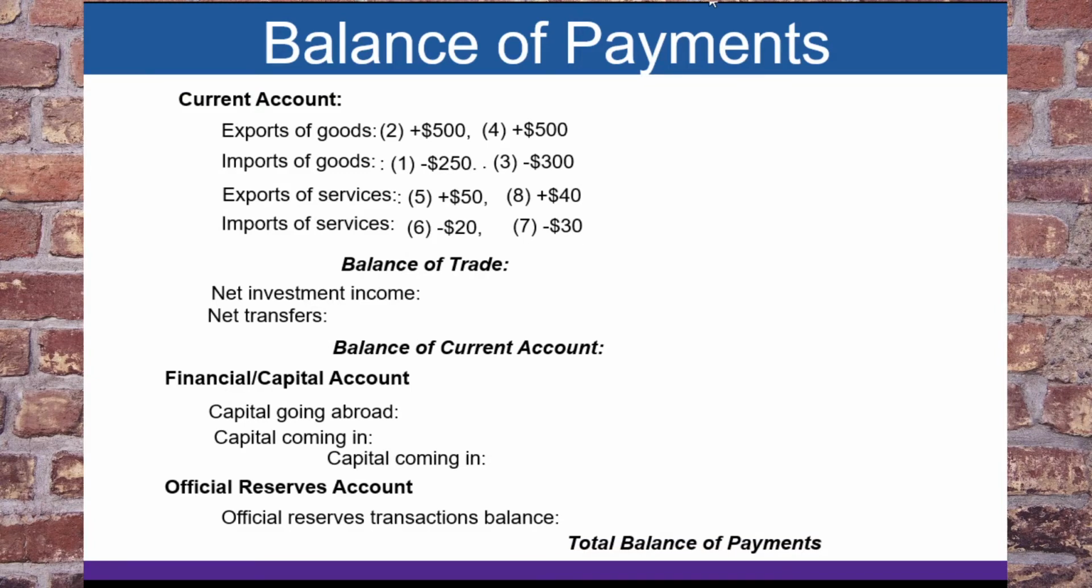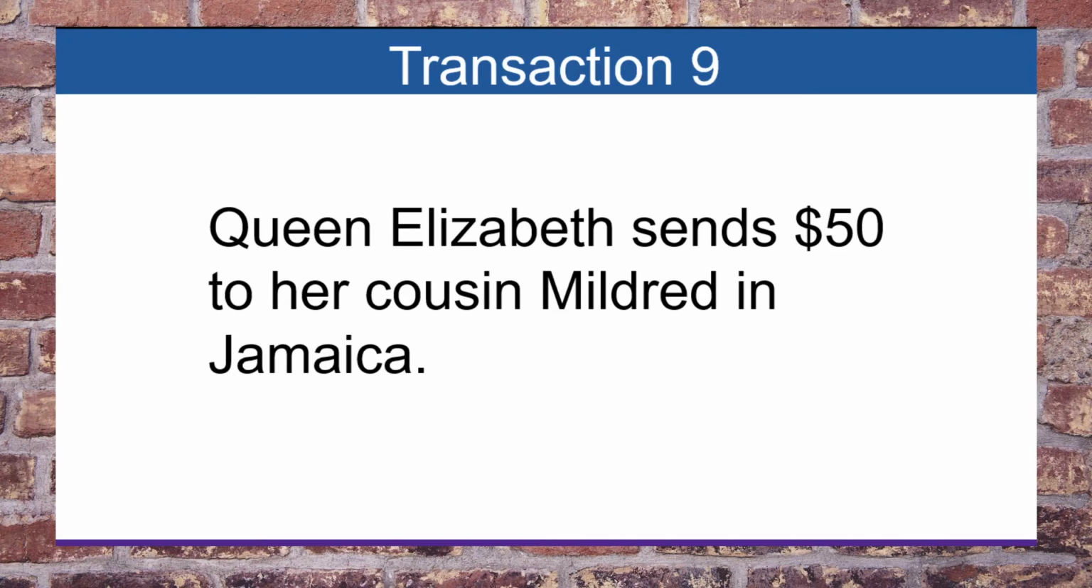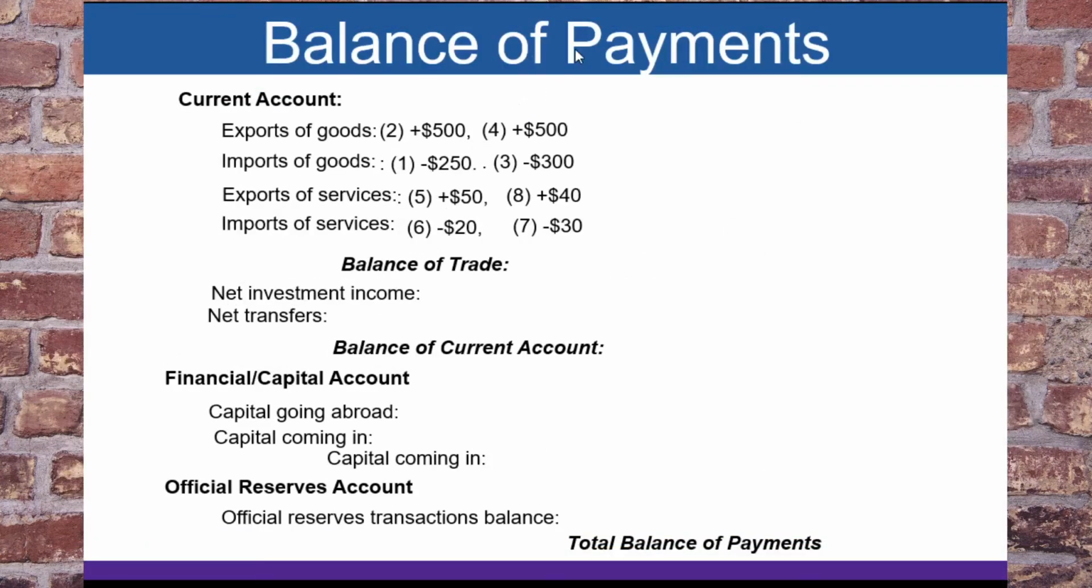All right, and then we go to our next transaction, which is Queen Elizabeth sends $50 to her cousin Mildred in Jamaica. So there's no services, there's no goods happening here. This is a purely financial transaction, right? It's a $50 net transfer. So we go here to the bottom half, right? Sorry, I guess we should have totaled that up for $490. Then we have the net transfer from Queen Elizabeth to Mildred of $50. All right.